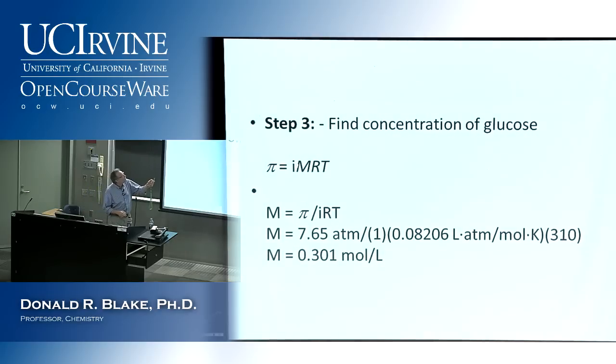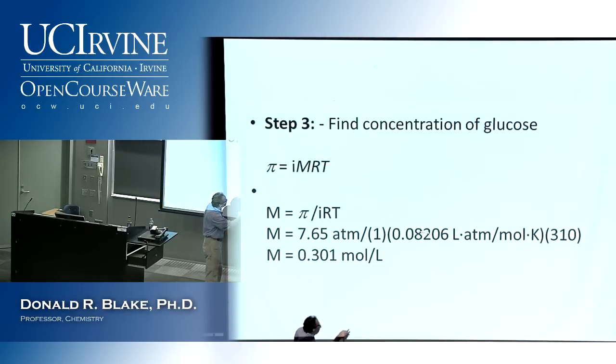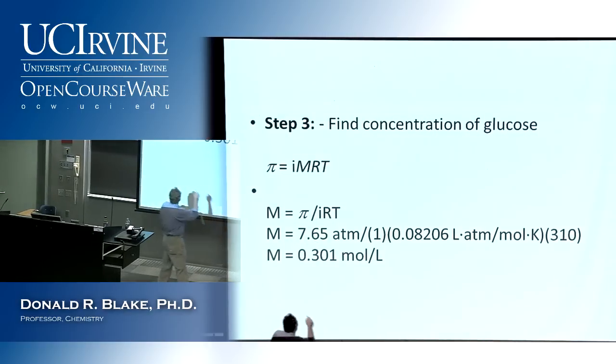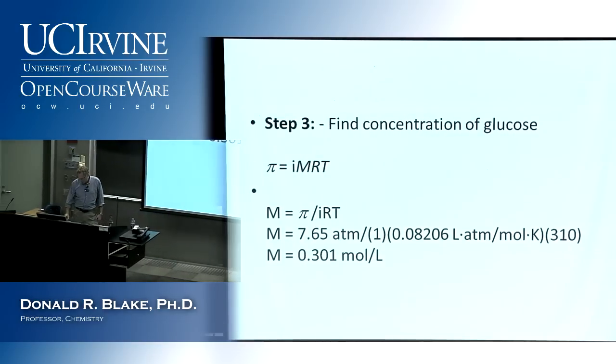So we got this. I'll let you know what this i is in a minute. We haven't talked about that too much, but this would be the Van 't Hoff factor, which is a 1, and that's what they've got a 1 here for. But basically, you've got pi is equal to iMRT, and M is equal to this many atmospheres times the 1 times this divided by that. The molarity is 0.3, okay?